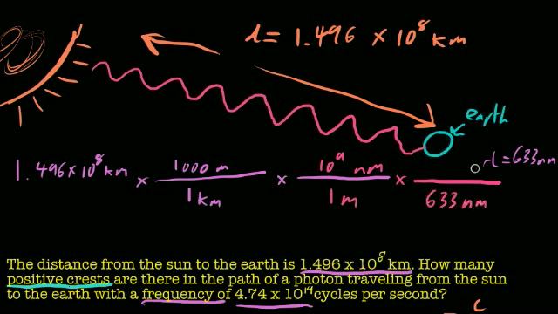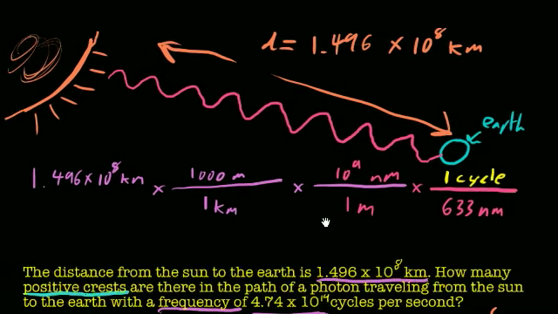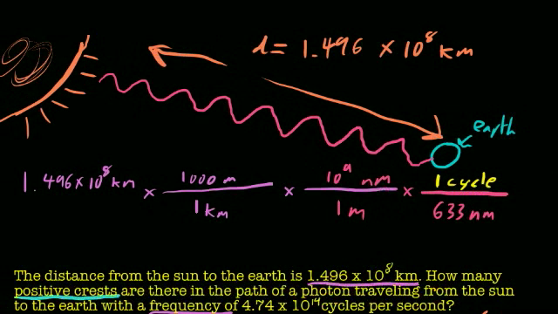633 nanometers is going to be equal to, and actually, you know what? Sorry, I'm just going to erase this so I've got a little bit more space. So 633 nanometers is going to be equal to one cycle of this wave. So one cycle going up and then coming back down and coming back to our zero crossing point. So one cycle is going to have a length of 633 nanometers.